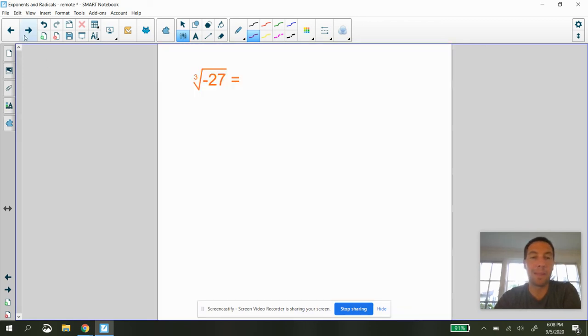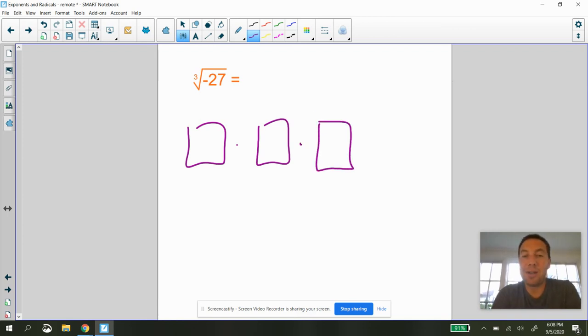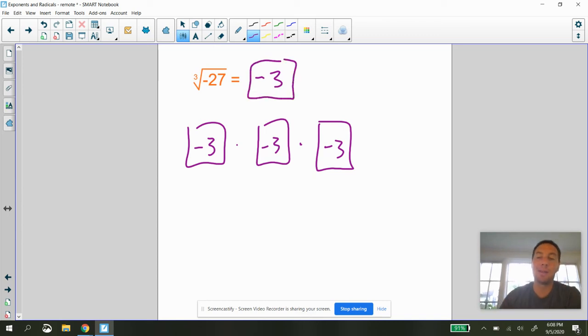All right, last one. If that little 3 is in front, now you're thinking to yourself, what three things multiplied together could equal negative 27? And in this case, you actually can get a negative answer because check this out. Negative 3 times negative 3 times negative 3 equals negative 27. So it does have an answer. It is defined, and the answer is negative 3. And that's about all you need to know about powers and roots. Good luck.